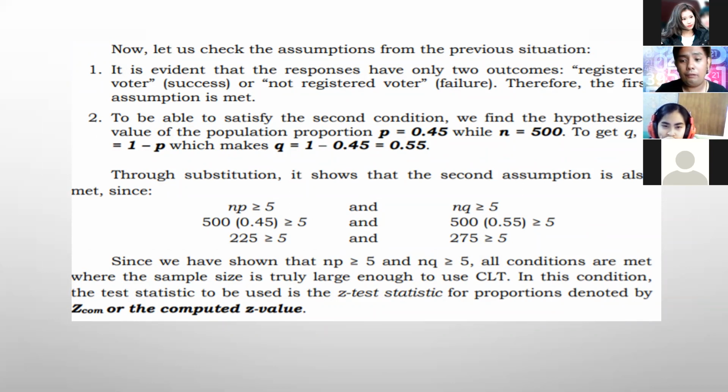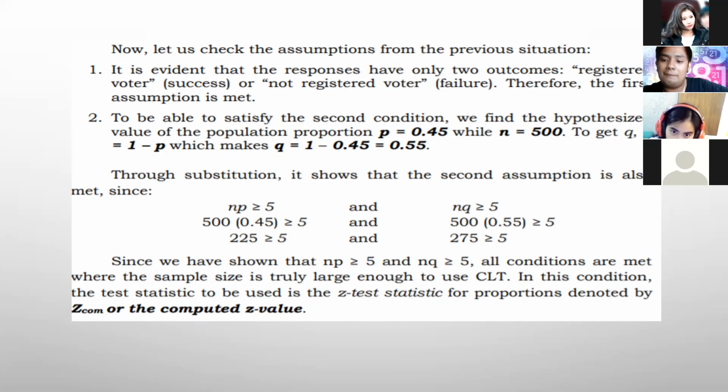So that's 0.45 at saka 0.55. Okay, dapat ma-meet niya ang greater than 5 dapat. So ang ginawa natin, yung P natin, which is the population proportion natin. Ang population proportion natin ay 45%, that's 0.45. So that is 0.45 times 500, lumabas 225. So 225 is greater than 5, so pasok tayo doon.